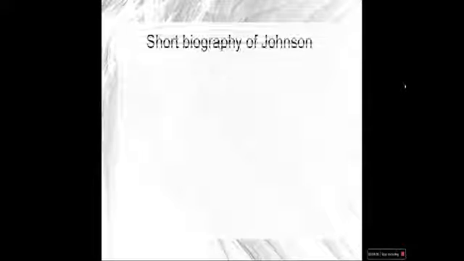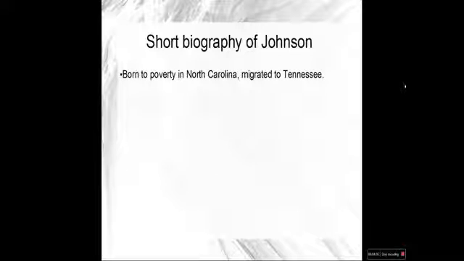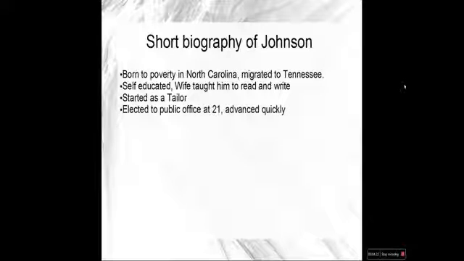To be able to fully apply these issues, let's have a short biography of Andrew Johnson. Like President Jackson, Andrew Johnson was born to poverty in North Carolina and eventually migrated to Tennessee. Like Abraham Lincoln, he was self-educated. Johnson married a school teacher who taught him to read and write. While very young, he was apprenticed to a tailor and made his living at that trade.